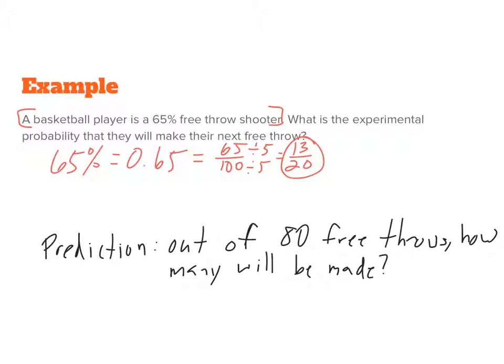Now for our prediction, out of the next 80 free throws, how many will they make? So we take the experimental probability that we found, the 13 over 20, and we multiply it by the number of free throws that they're going to shoot. And that would give us our answer of how many we expect that person to make out of those 80. Well, 13/20 times 80, we expect them to make 52 free throws.